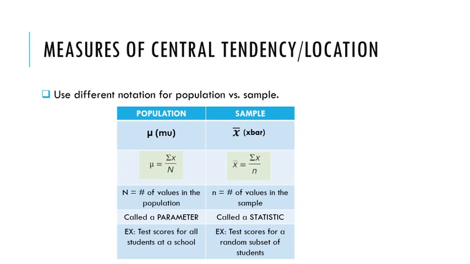So what would be an example? Well, what if instead of looking at all test scores for students, I looked at test scores for a random subset of students? That would be my sample. So again, you get the idea. Measure of central tendency, the mean, is pretty basic.